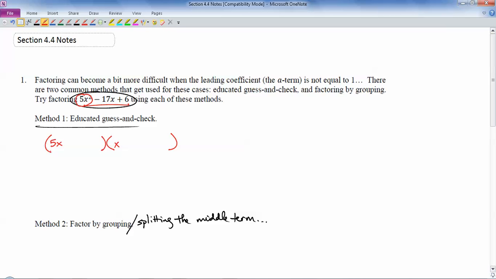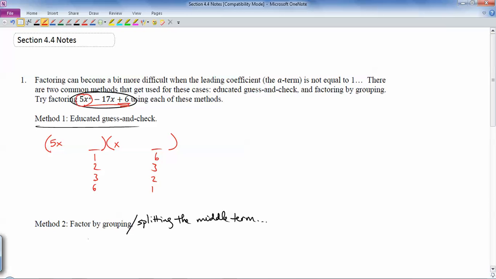If it was something like 6x squared, then you'd have multiple options because this might be 6x and x or 3x and 2x, and then it gets a little bit trickier. But in this case, 5x and x are our only choices. I need the constant terms out here to multiply to positive 6. And so my choices here would be 1 and 6, or 2 and 3, or 3 and 2, or 6 and 1, and all the negative versions of these guys also.